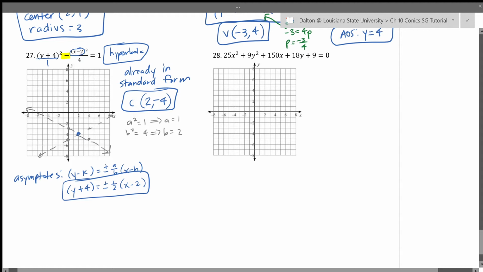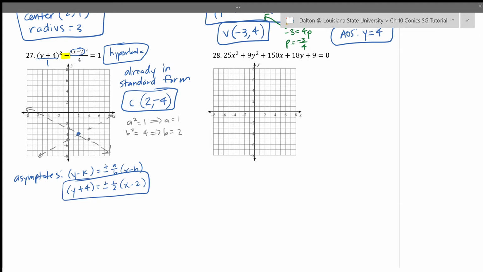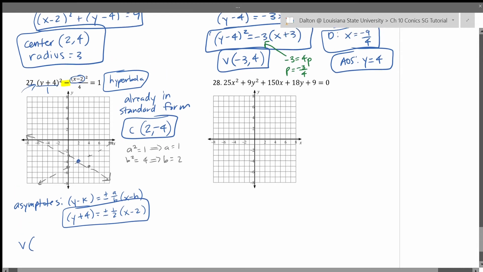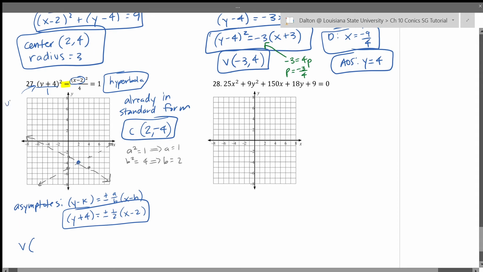And that negative asymptote will be like this. The other things we have to find are the vertices and the foci in order to figure out where the curve should be. So, vertices of a hyperbola. Notice the y squared term is first.